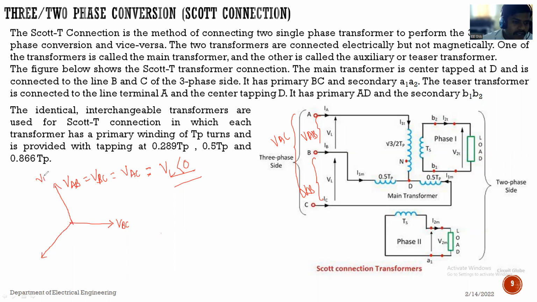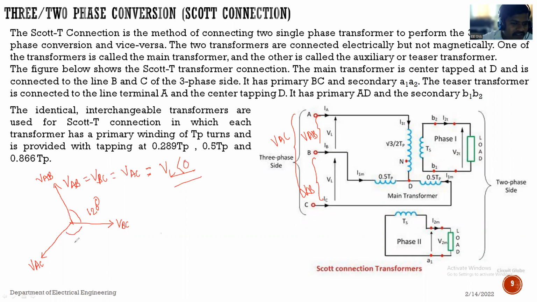90 degree, 90 degree. VAB, 120. VBC and VCA or VAC, 120. The angle between these two, for a balanced system, I told you that day itself. For a balanced three-phase system, the angle between these two phases or these two voltages is nothing but 120 degree.